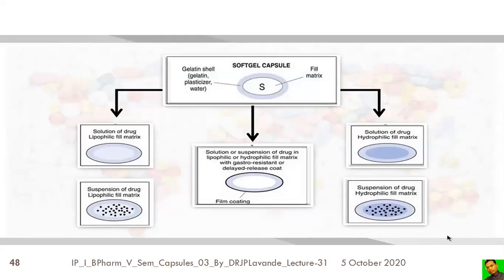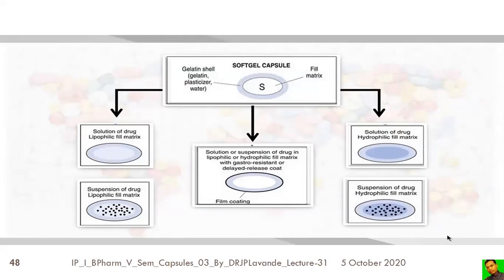So this is the schematic representation. You can see there is a soft gelatin capsule which consists of an inner film matrix, shown by S, and that is surrounded by the gelatin shell, which is the material that will contain the plasticizer, water as a vehicle, and the gelatin as the shell material.